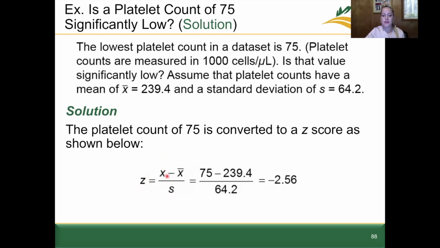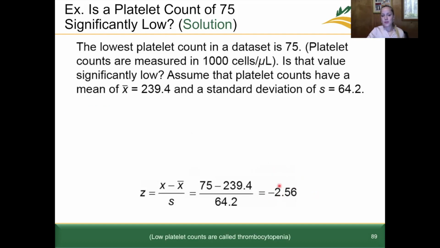Here we're interested in the data value of 75. The mean is 239.4 and the standard deviation is 64.2. Here we calculate a z-score of negative 2.56. So a couple interesting things here. We have a negative value and this value is less than or equal to negative 2.00. So what can we conclude?